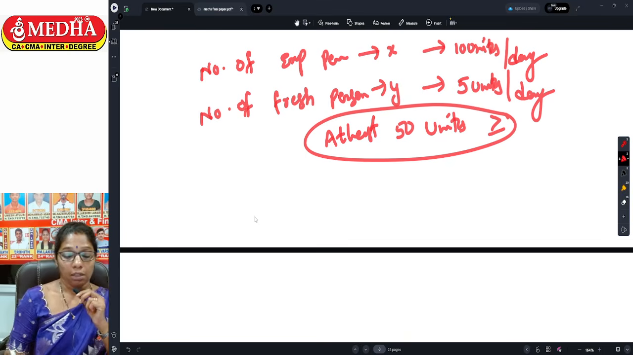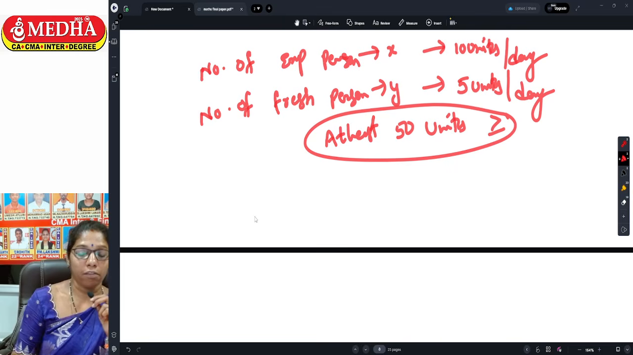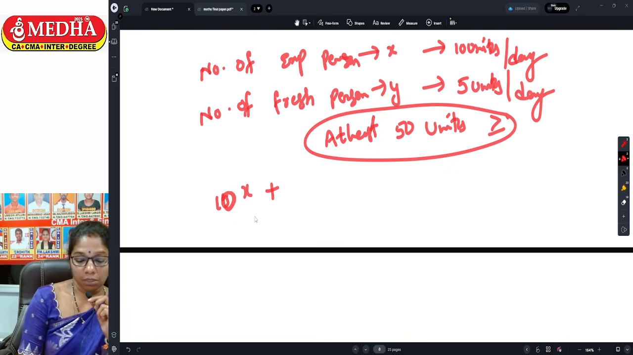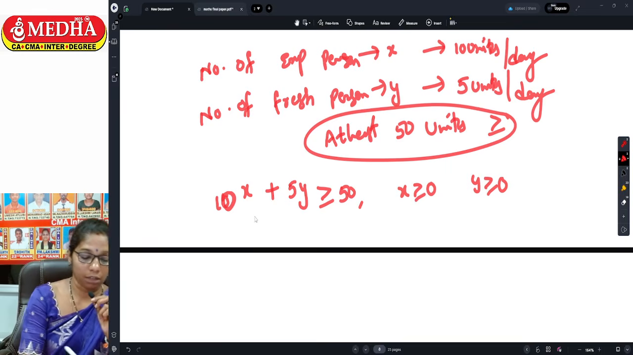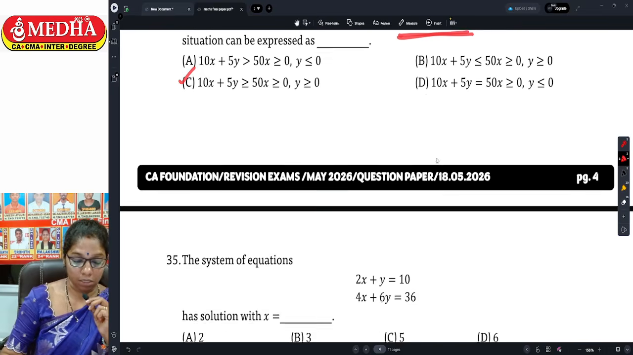So finally, one experienced person does 10 units of work. So here, the number of persons is x, that is 10 into x, plus a fresh person does 5 units of work per day. So fresh persons do 5 units of work, experienced persons do 10 units per day. 10x plus 5y, that is greater than or equal to 50, where x is greater than or equal to 0 and y is greater than or equal to 0. 10x plus 5y greater than or equal to 50. So finally, see, without solving we can tick our answer here.